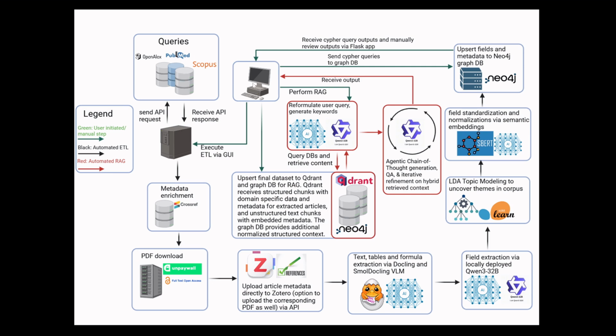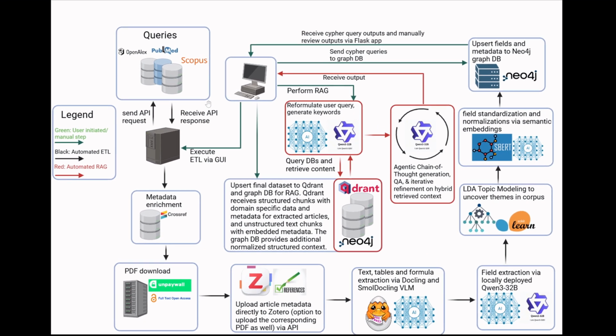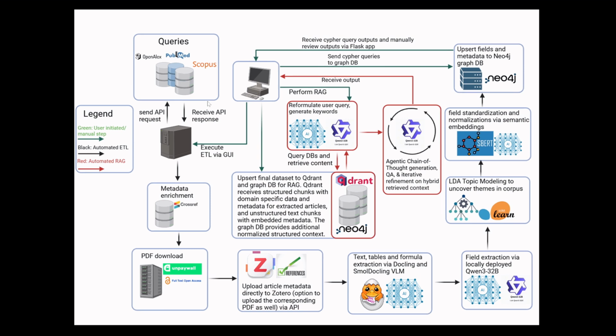So starting off, once you start the ETL pipeline, the first step is you'll send the API request to three databases for academic literature, those being OpenAlex, PubMed, and Scopus. For the purpose of the demonstration, we're going to skip Scopus because it has some strict rate limits, which significantly slows down the pipeline.